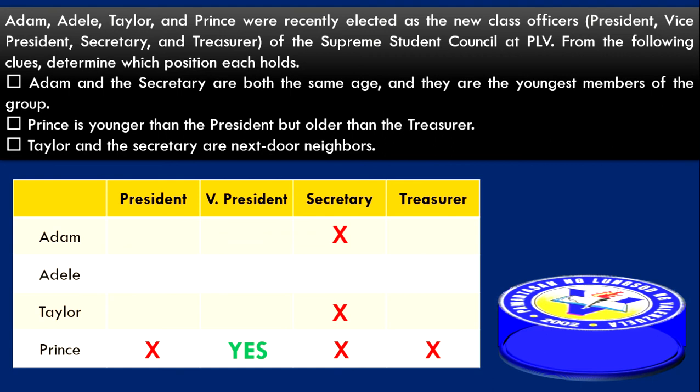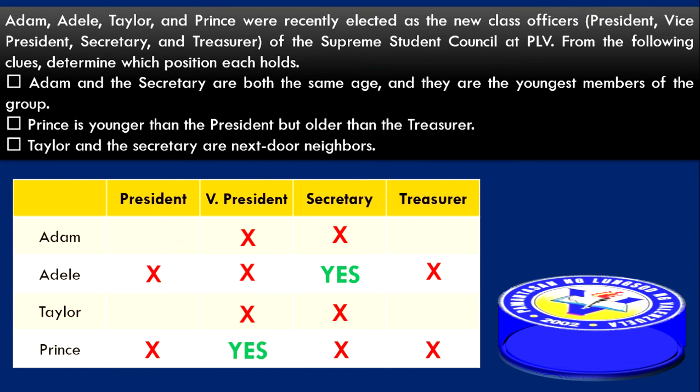Now, notice that we have here the column of the secretary. Adam is not the secretary, and neither are Taylor and Prince. So obviously, we can say that Adele is the secretary. Let's cross out first the positions for the vice president since we know Prince is the vice president. And for the secretary position, Adele, let's cross out her position as president and treasurer since she is the secretary. So the remaining positions for Adam and Taylor are the president and treasurer.